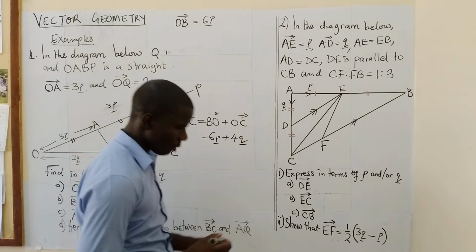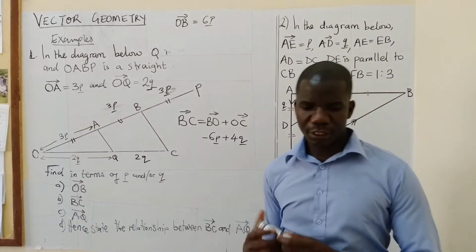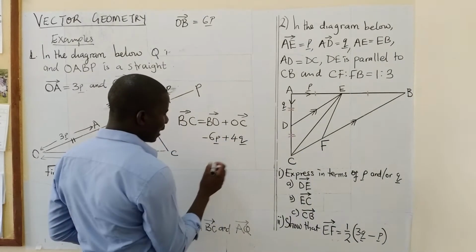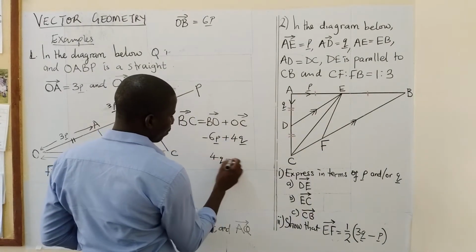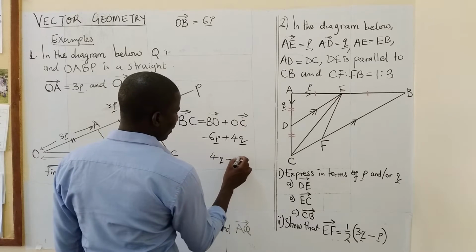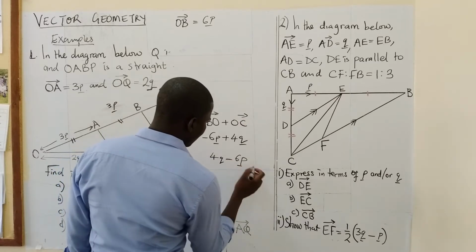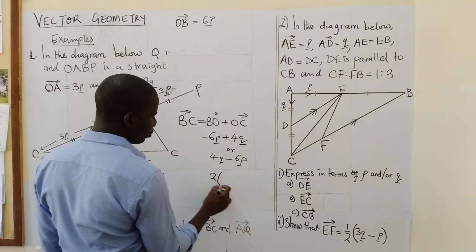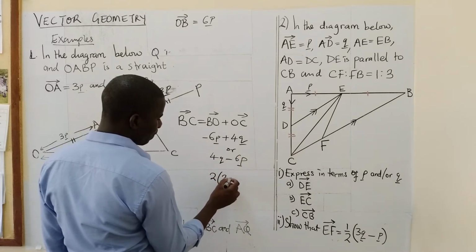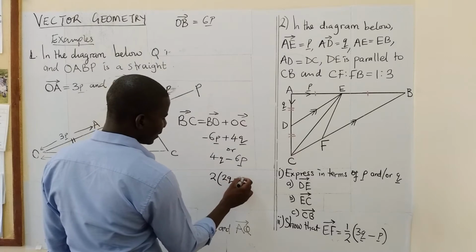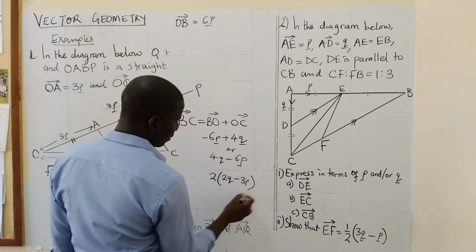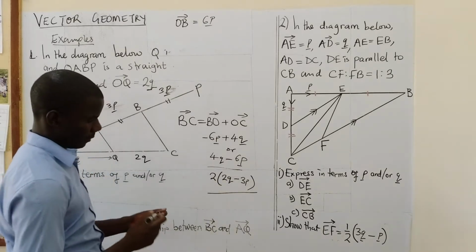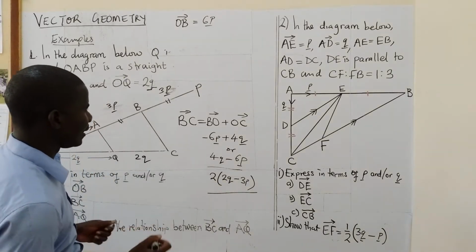4Q. This is what we are going to get. It can as well be written as 4Q minus 6P. Sometimes you can have a factorization where you have 2, then you have 2(Q minus 3P). This is still one and the same thing.